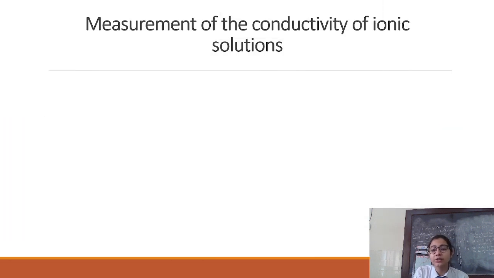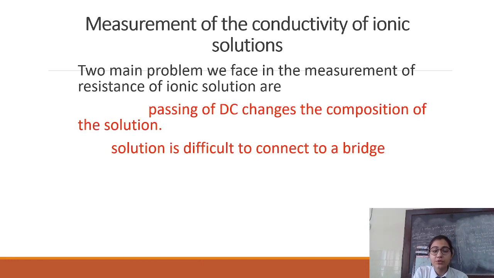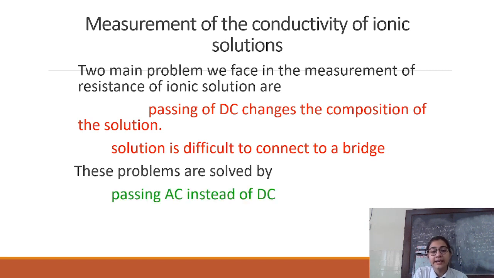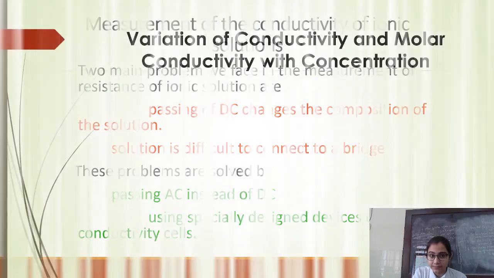Measurement of the conductivity of ionic solution. The problems we face in the measurement of resistance of ionic solution are that passing DC changes the composition of the solution and the solution is difficult to connect to a bridge. These problems are solved by passing AC current instead of DC and using specially designed devices called conductivity cells.